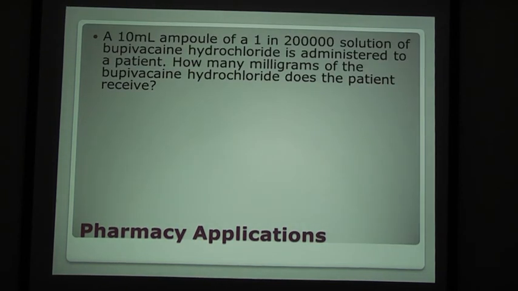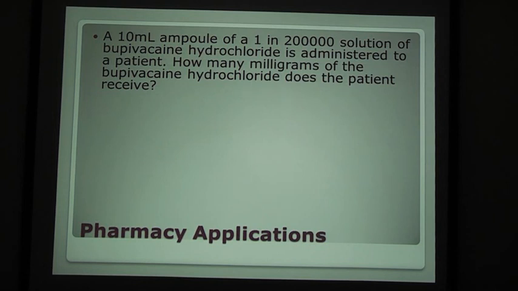Okay, so let's look at another one. A 10 ml ampule of a 1 in 200,000 solution of bupivacaine hydrochloride is administered to a patient. How many milligrams of the bupivacaine hydrochloride does the patient receive? So this again is a slightly different way of asking this question. It's a different information that's required. So again, have a think. What does that mean to you? Let's go through it together.